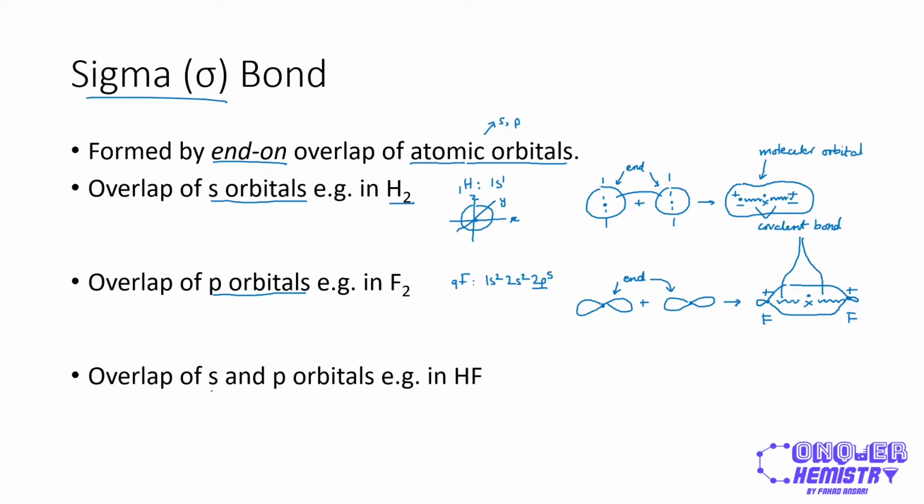The next case is the overlap of an s orbital with a p orbital, for example in HF, hydrogen fluoride. If I have a hydrogen atom with a 1s orbital that is spherically shaped, which bonds with a fluorine atom that has an incomplete p orbital that is dumbbell or hourglass shaped, then if I divide this s orbital into two ends, this end will overlap with this end to form a sigma bond. So this looks something like this.